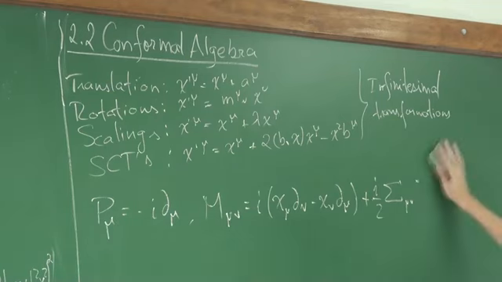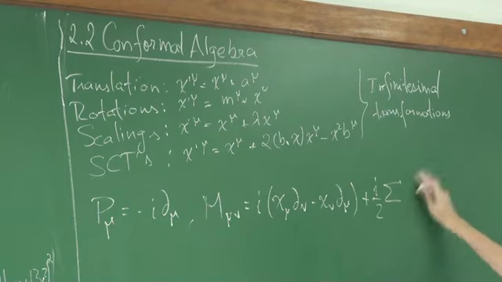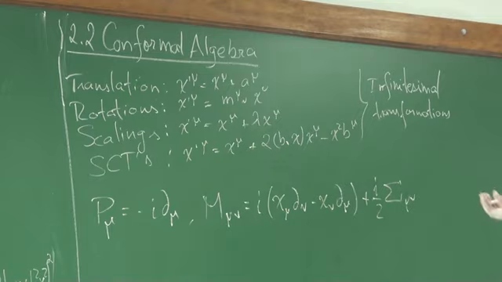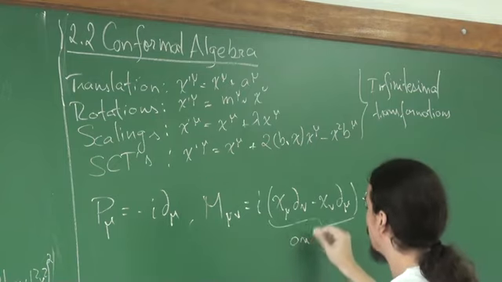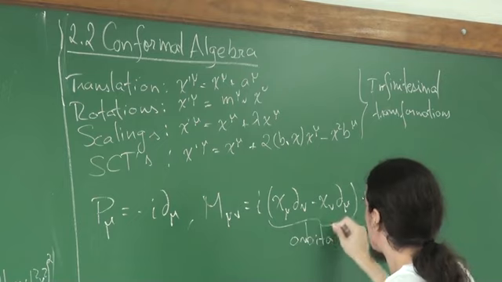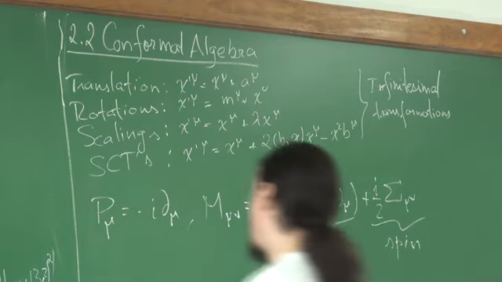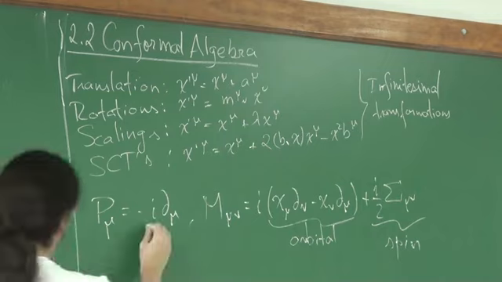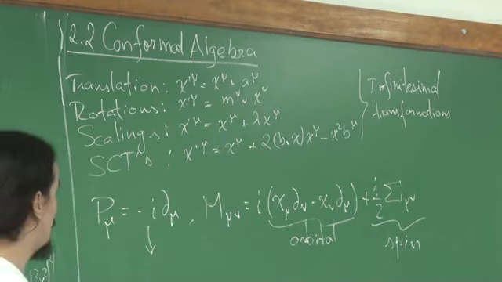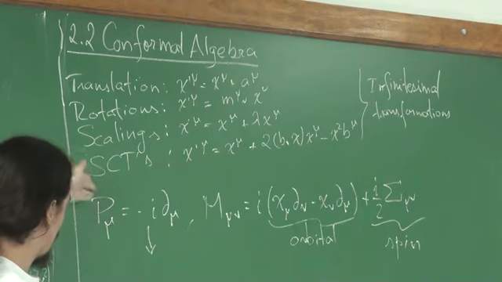Well, we just write it schematically, something like this. The point is there's an orbital part here, and here's the spin.